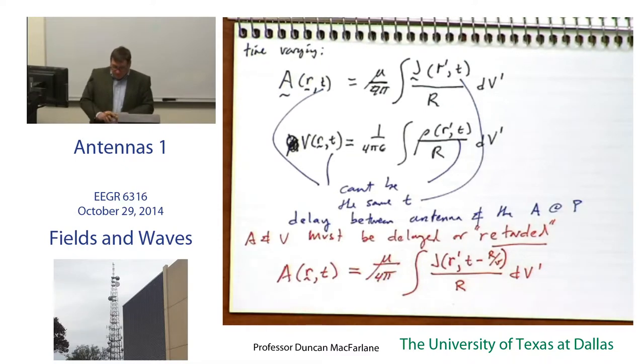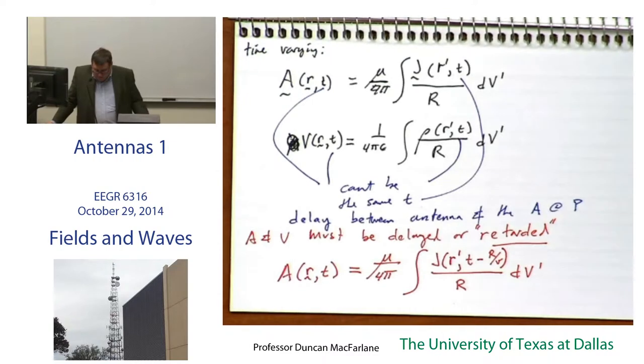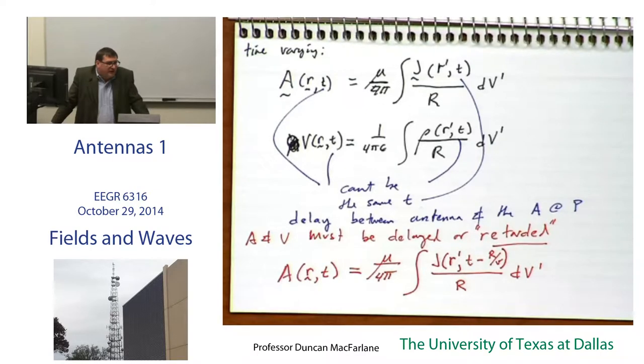Now, let me ask you, great electrical engineers, see that T minus R over V? That's like a T minus a tau. What famous integrals have you played with that have a T minus tau in them, or a T minus R over V? Almost. Same course. Yeah, convolutions. Okay. So automatically we're seeing sort of the hint there of a convolution.